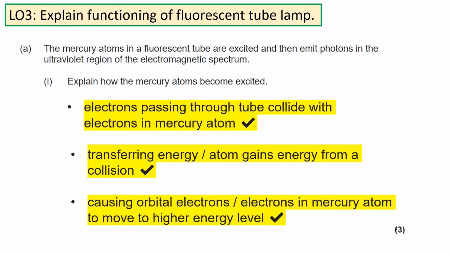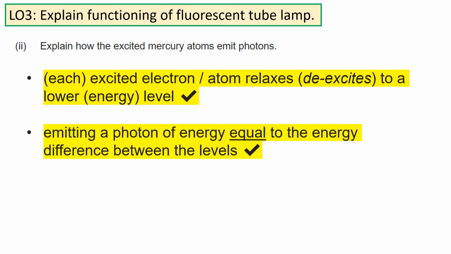Here's the answer to the first question. Electrons passing through the tube collide with the electrons in the mercury atom. They transfer energy, or gain energy, from the collision, and that causes the orbital electrons in the mercury atom to move to a higher energy level. The second question: excited electrons relax to a lower energy level. As they do this, they emit a photon of energy equal to the energy level difference between the levels.